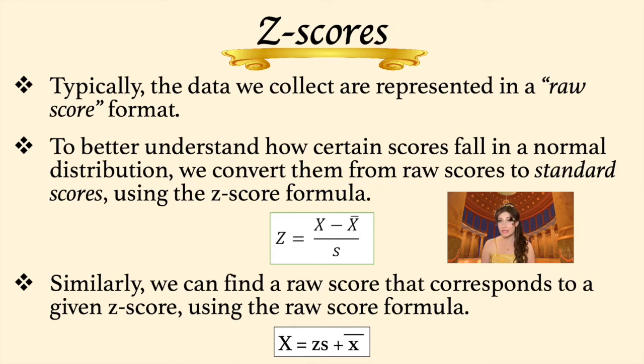Remember, order of operations is very important when it comes to formulas, and multiplication supersedes addition. So make sure that you multiply the z-score times the standard deviation first, and then that product is going to be added to the mean.